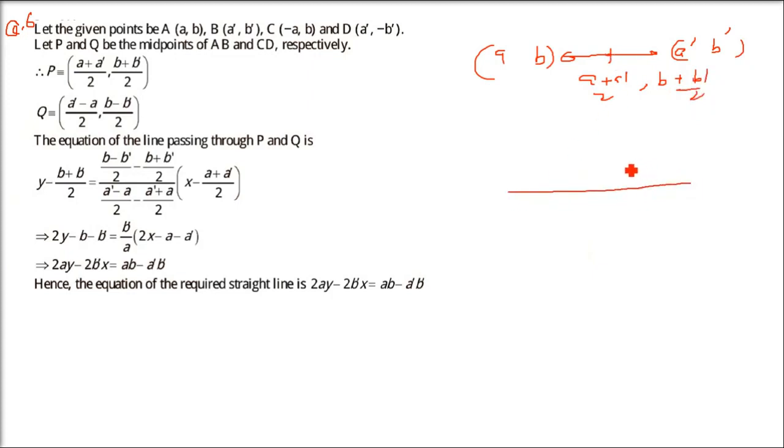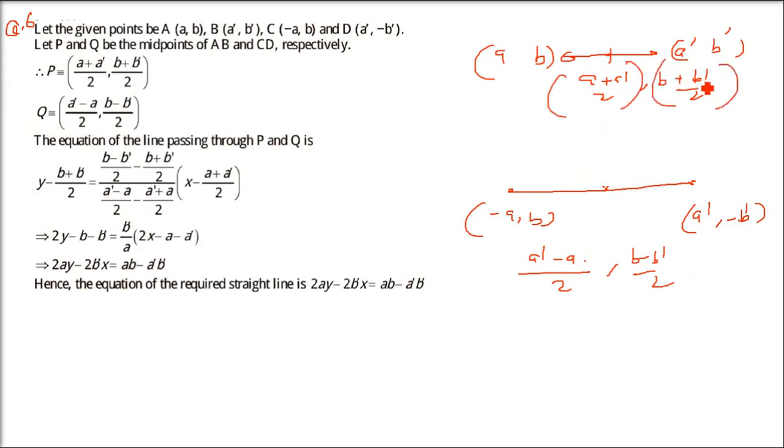Now coming to the other line. Here we have A, minus B and we have A dash, minus B dash. So we have the same thing, the midpoint we have to find. This line is also bisecting this line. So this point will be minus A plus A dash by 2, that is A dash minus A by 2, and we have minus B plus B dash, B dash minus B by 2.